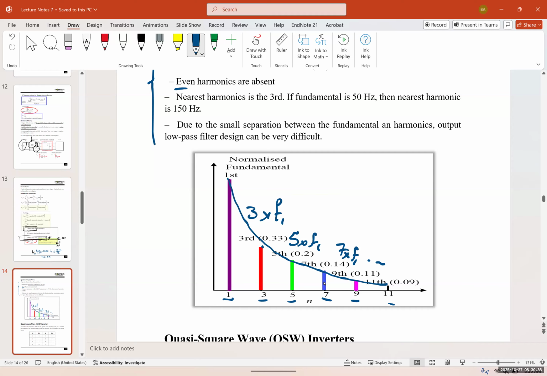Now, how can we eliminate the harmonics? Imagine this is the frequency response of the system, and we want to just pass the fundamental and eliminate everything else. What type of filter do we need? Do we need a low pass filter, high pass filter, notch filter, or band pass filter?